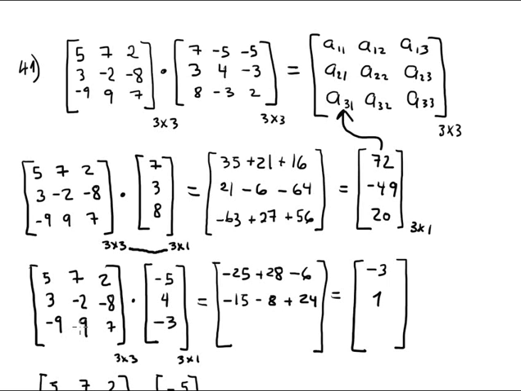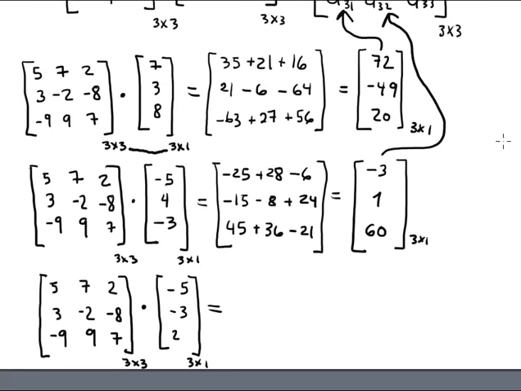And the last is multiplication. This time this is 45 positive. And multiplication of this and this is 36 positive. And multiplication this time this is minus 21. When you combine this, it is 60. It's 3 by 1 again. And this corresponded with the second column of the multiplication matrix.